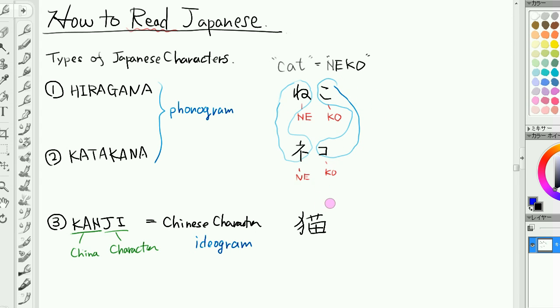So let's move on to kanji. You see a big difference here because in kanji we have only one character, and of course we read it as neko, because it's the same word. We read this one as neko, but the fact is it's only one kanji, because this character itself has the meaning of a cat.